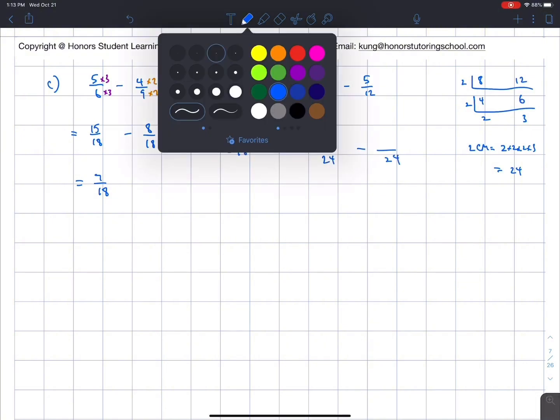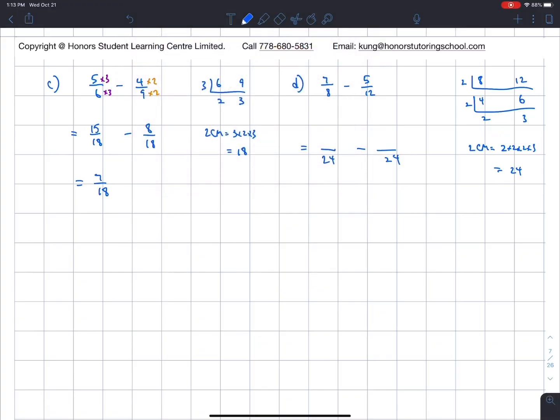8 times 3 is 24. So 7 times 3 is 21. 12 times 2 is 24. 5 times 2 is 10. We subtract them. 21 minus 10 is 11. 11 over 24 is the answer.